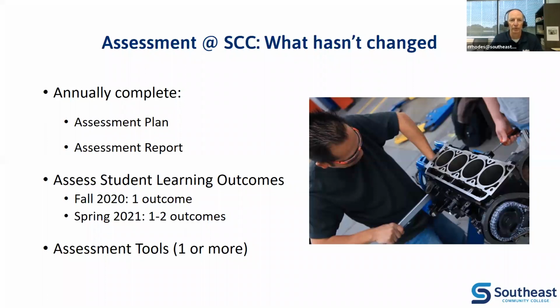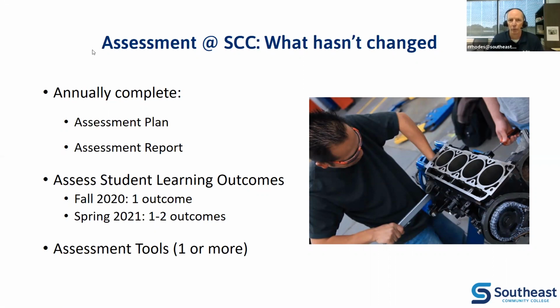Every year you'll complete your assessment plan. That's annual. You'll complete your assessment report. And for 2021, we're going to ask that you see if you can assess at least one outcome. And for the spring, another 1 to 2 outcomes. And of course, when you assess, you're going to find ways to do that. What tools will you use? Will it be a direct assessment, direct evidence, or will it be indirect? But really find, when you go through your assessment plan, what do you hope to accomplish? What do you really want to learn about your students? So assessment, basically, has not changed.